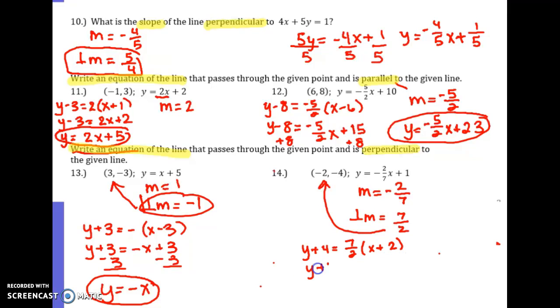We distribute and we get 7 halves x plus, this would be 14 halves, which would be 7. And then we subtract 4 from both sides. So our final answer would be y is equal to 7 halves x plus 3.